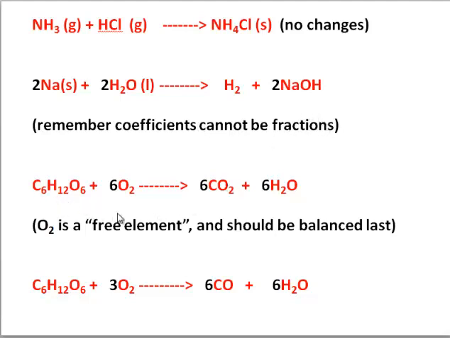To balance this equation, we end up putting a 6 here and a 6 here to balance carbons and hydrogens. Remember, oxygen is a free element and should be balanced last. It turns out the final step in balancing is to put a 6 here for the oxygen. This reaction is similar to the one above, except that it makes carbon monoxide, not carbon dioxide, and here is the balanced equation for the final reaction.